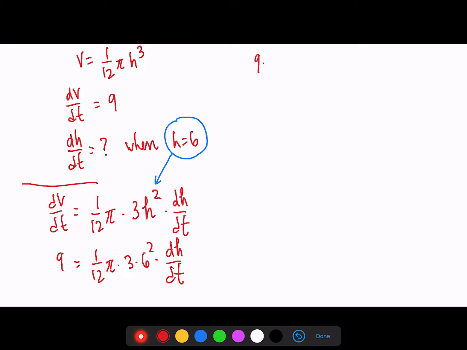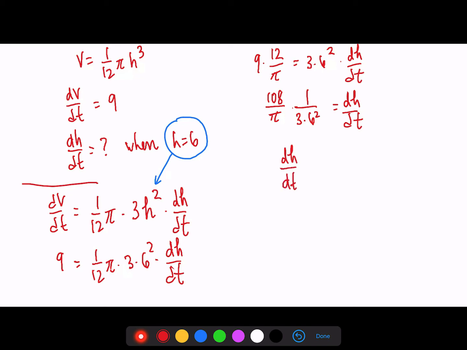And let's take a couple steps to do this. Multiplying both sides by 12 over pi gives this. And then dividing both sides by 3 times 6 squared gives this. If you work this out, you should get 6 over pi feet per minute. So just a little less than 2.